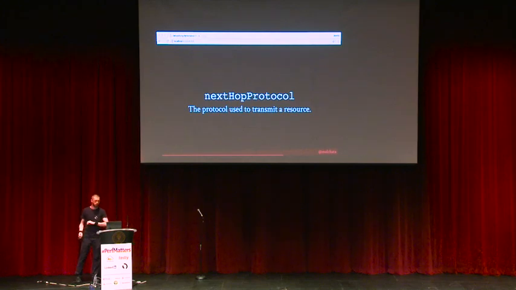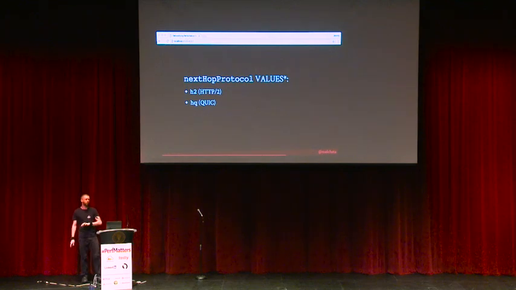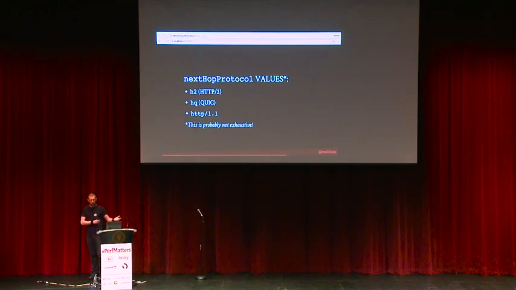Next hop protocol is the protocol that's used to transmit a resource. This may or may not be of some importance to you, depending on what you care about in your metrics, but I think it's kind of neat. The values that you will commonly see are H2 for HTTP2, H3 for QUIC, although you'll see this somewhat less commonly until QUIC becomes more mainstream, and HTTP 1.1. It's worth mentioning that this is probably not an exhaustive list. You might see HTTP 1.0 or 0.9. I've never seen that in the wild, but if those protocol versions are out there, I have to think that they're represented in this list, most likely.